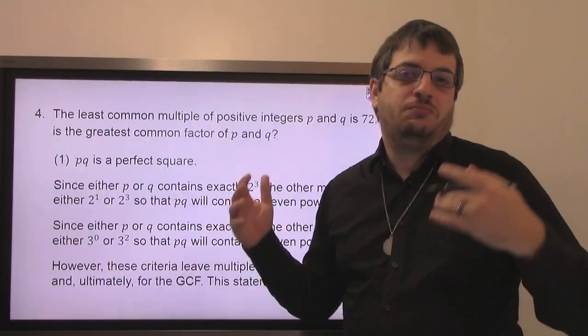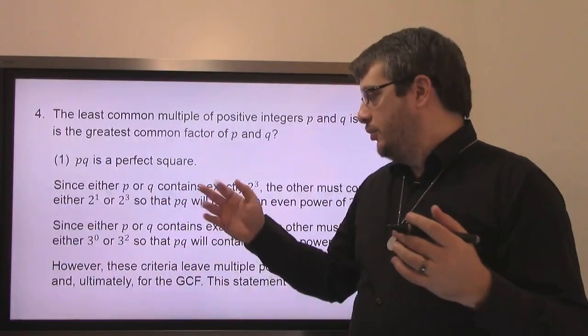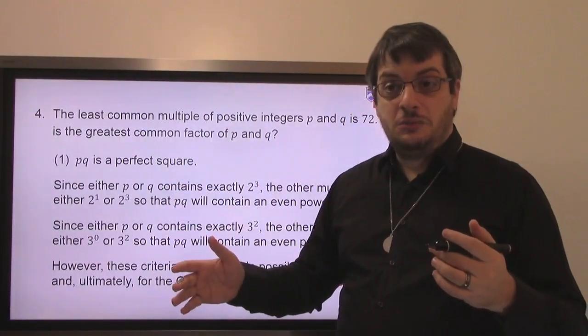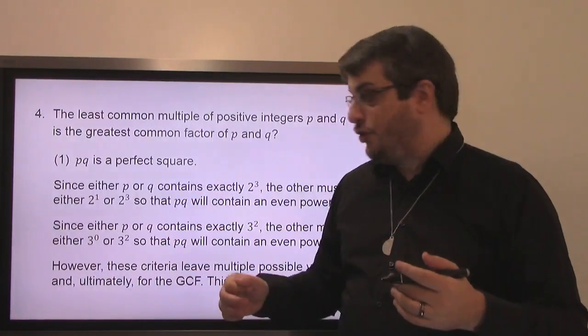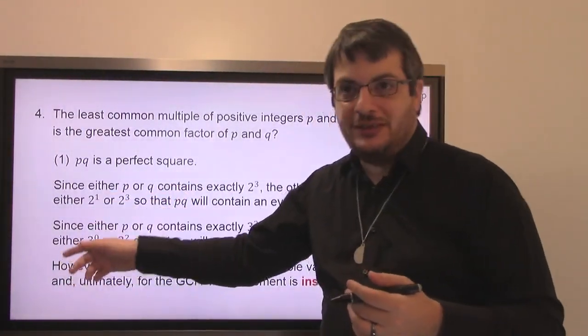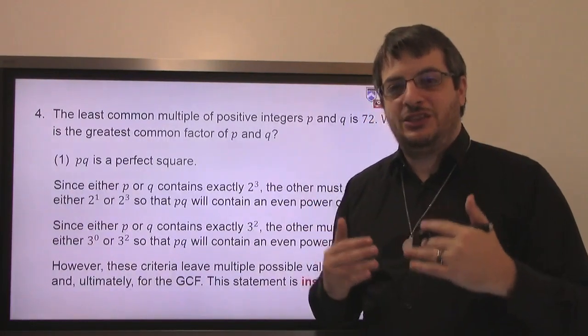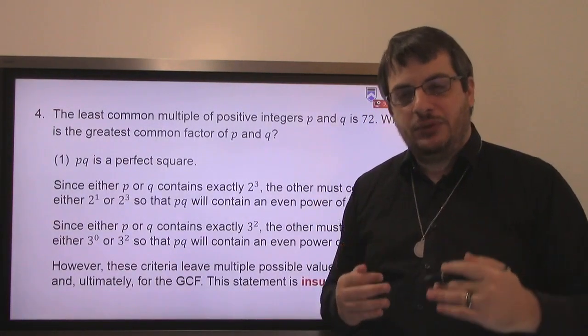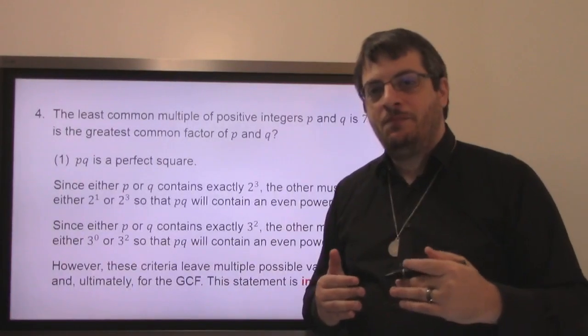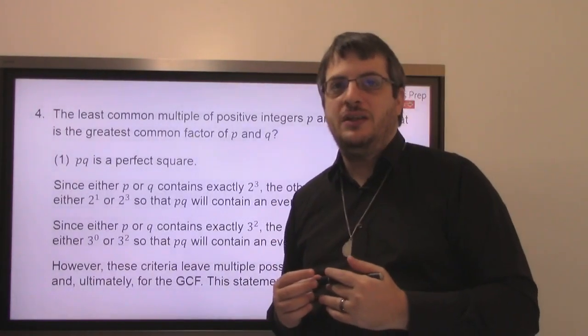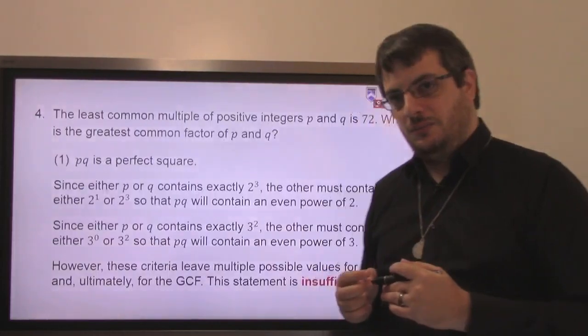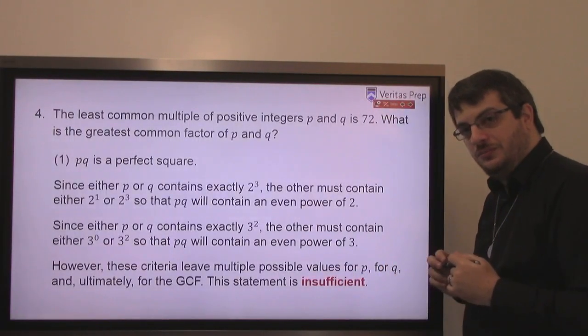Call it Q. Q could have 2 to the 1 times 3 to the 0. It could have 2 to the 3 times 3 to the 2. It could mix and match. It could have 2 to the 3 times 3 to the 0. It could be lots of different things. And those different things will produce different GCFs. And since I can produce different GCFs here, it is insufficient to determine the greatest common factor of P and Q. Got it, Arjun?